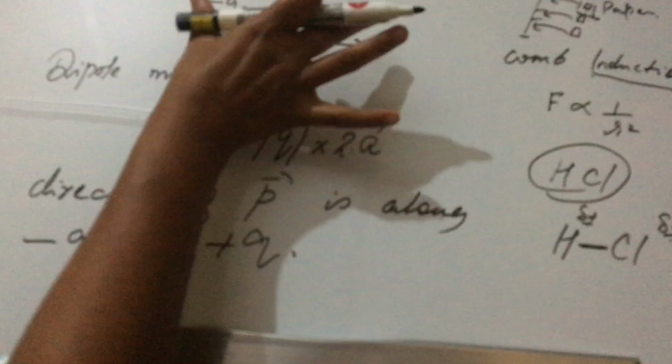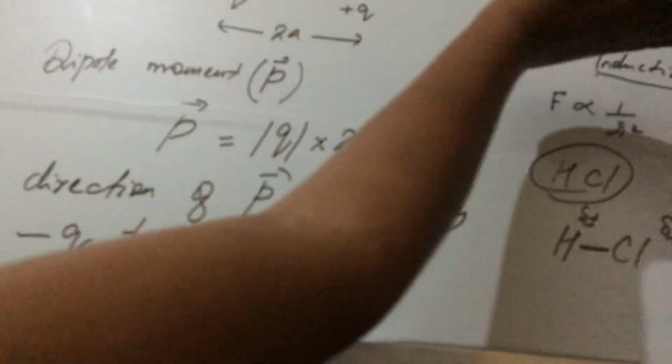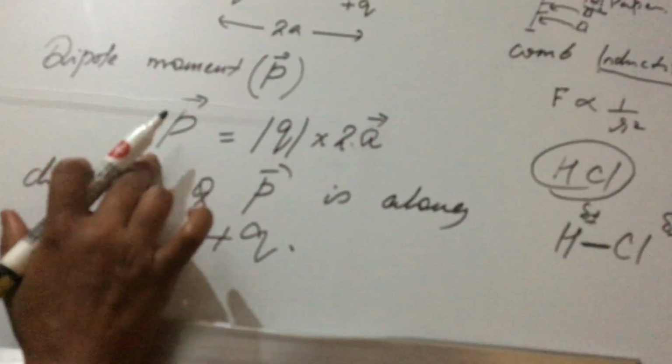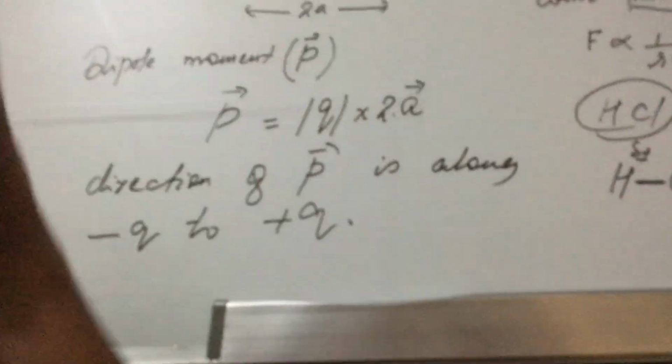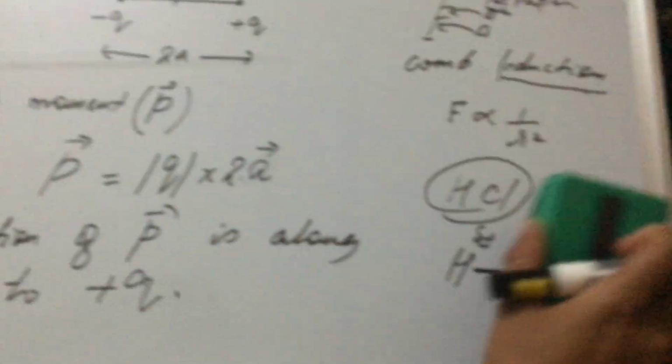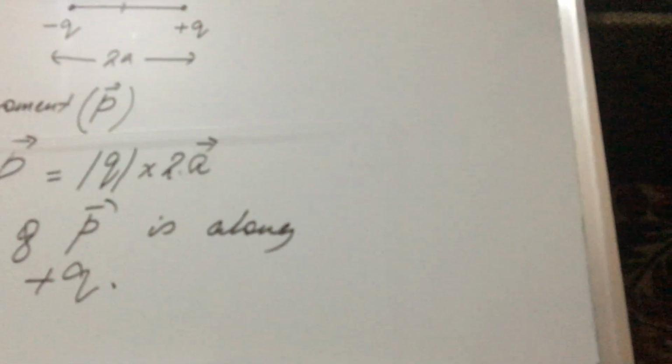Now, in this case, this system possesses the dipole moment, and what is the direction of the dipole moment? Along this line, right? Then what is the magnitude of the dipole? Magnitude of the dipole is Q into 2A. Okay, now with this we can do some easy questions, right?